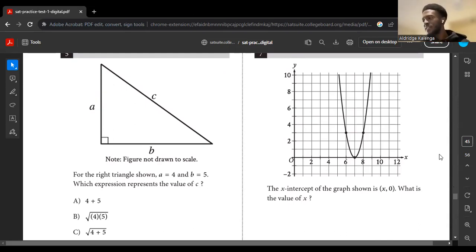All right, so question 7 says the x-intercept of the graph is shown at (x, 0), right? Which is here.